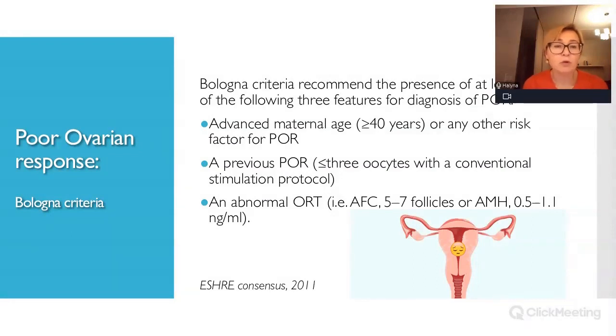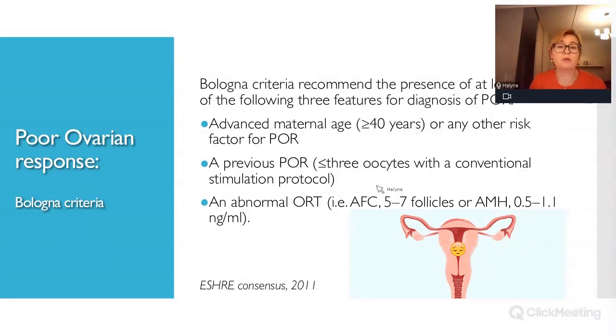This is what we call the Bologna Criteria. In 2011, there was a big meeting in Bologna of the European Society of Reproductive Medicine, and the guideline to define poor ovarian reserve was created. It is interesting that in the first position is advanced maternal age. Age is not related to the number of eggs, but it is in first place. Of course, it is very important, and we will see why.